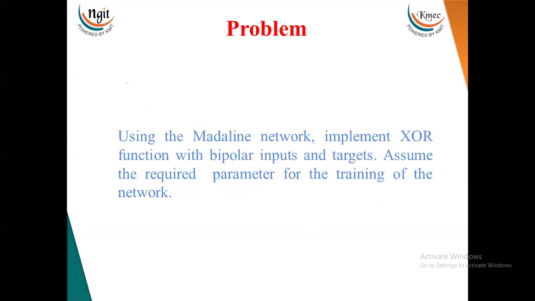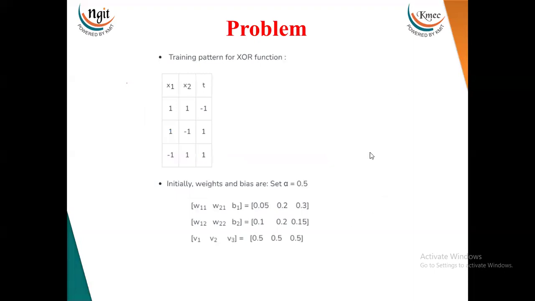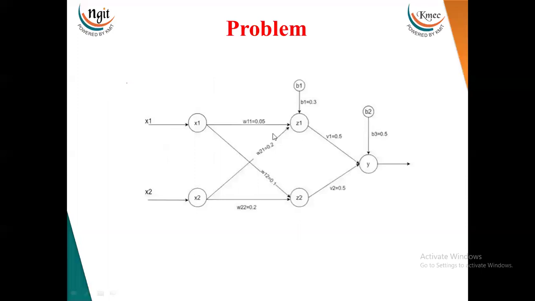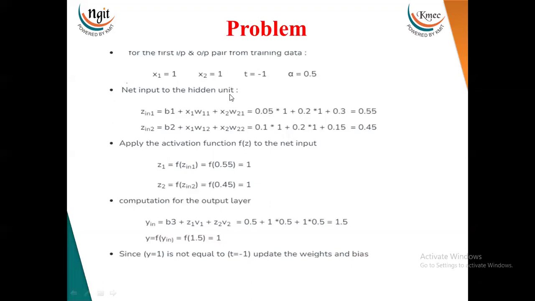Okay, so we'll see one simple example. Same thing, this is my training XOR function. So these are the x1, x2 and t values. I have initial weights, with alpha equal to 0.5. This is the learning rate. And these are the weight values, and these two are the biases, and this is V1 and V2. So this is according to the graph, and we have to substitute all the values in the given steps.